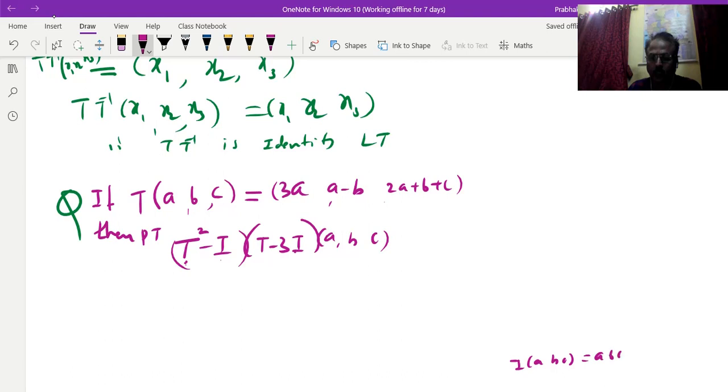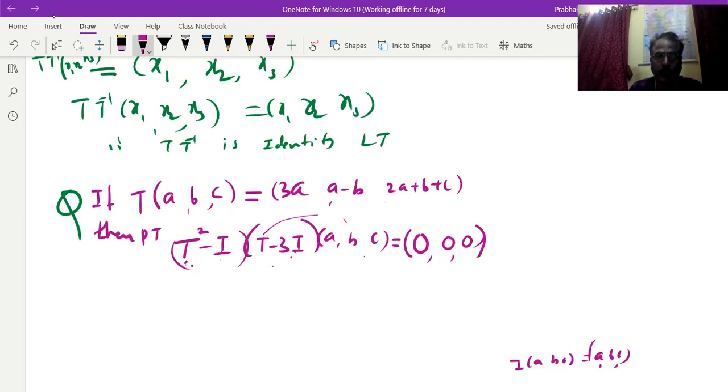I of ABC is ABC, just like linear mapping, identity mapping. And again, T of ABC is one transformation. 3I of ABC is one transformation. Just like matrix multiplication and squaring, we have to prove that this becomes, at last, a 0, 0, 0 transformation. That means it becomes a 0 matrix.